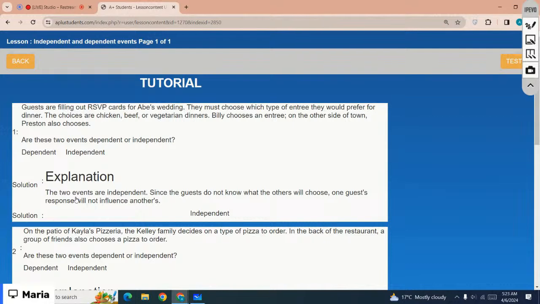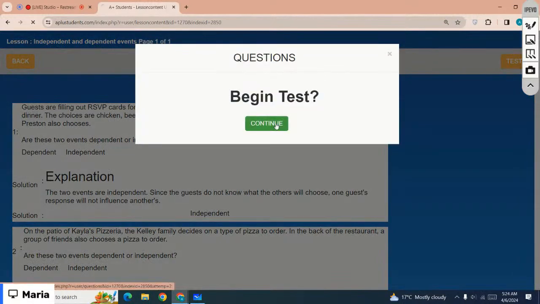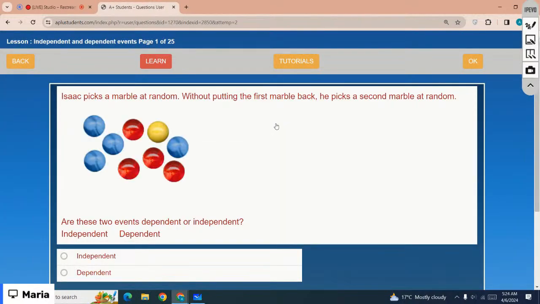Okay, let's just start with the practice question. Isaac picks a marble at random without putting the first marble back. He picks a second marble at random. Are these two events dependent or independent? So which is the correct option?